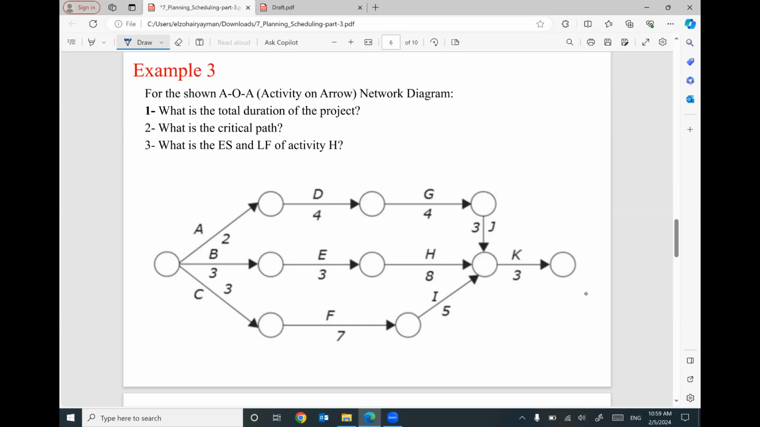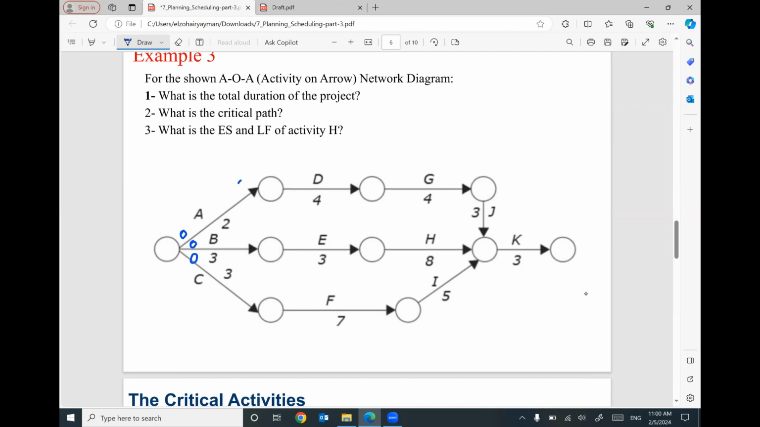So I will start to set up the timetable for this project. I will start with 0, early start for activity A, early start for activity B, early start for activity C, because these activities are the beginning activities of the project. 0 plus 2 will be 2, 0 plus 3 will be 3, 0 plus 3 will be 3. This 2, early start, plus 4 will be 6, 3 here plus 3 will be 6, 3 here plus 7 will be 10.